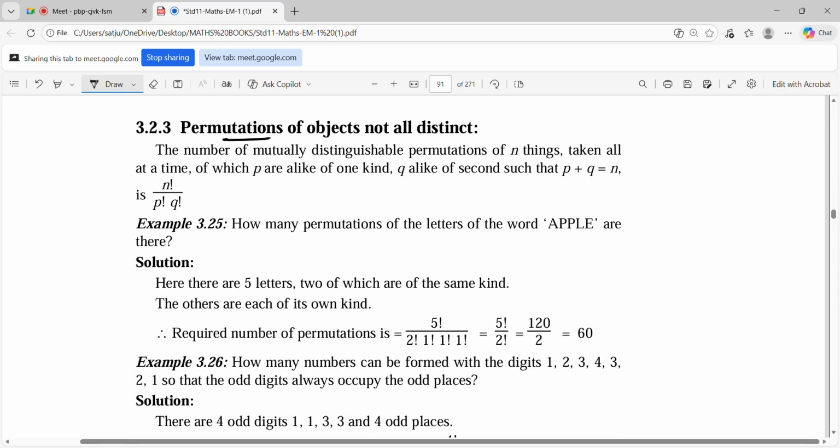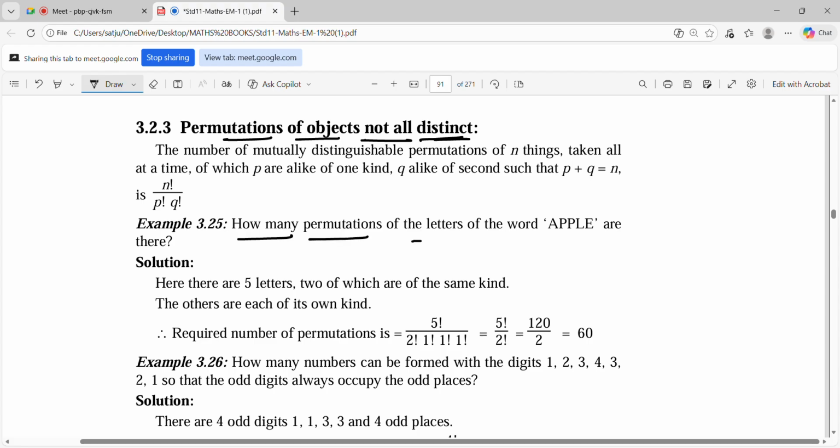These are all possible. Permutation of objects, not all distinct. Not all distinct means some repetitions will be there. In this situation, see the example itself here.